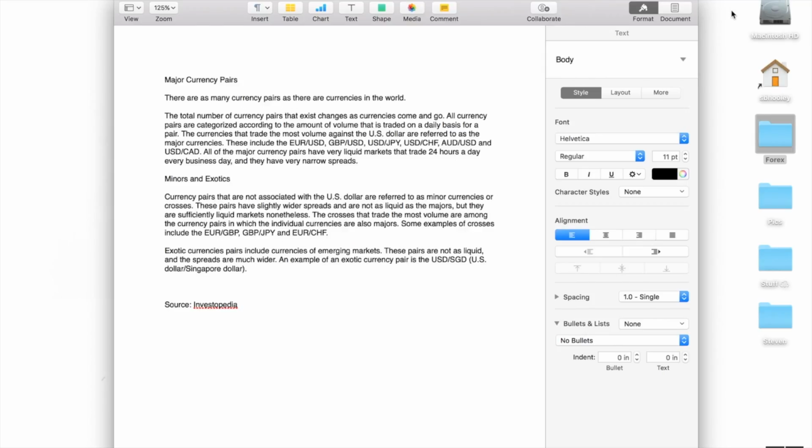Now, exotic currency pairs include currencies of emerging markets. These pairs are not very liquid, and the spreads are very wide. And I'll break down spreads in a minute. An example of an exotic currency pair is USD/SGD, basically the US dollar against the Singapore dollar. There's USD/MXN, USD/TRY, and there's the Russian one. Basically, these are pairs that, unless you really know what you're doing and you can catch a really big move to account for spread and wait a while, are just not going to move fast. You have the potential to lose a lot of money on them.